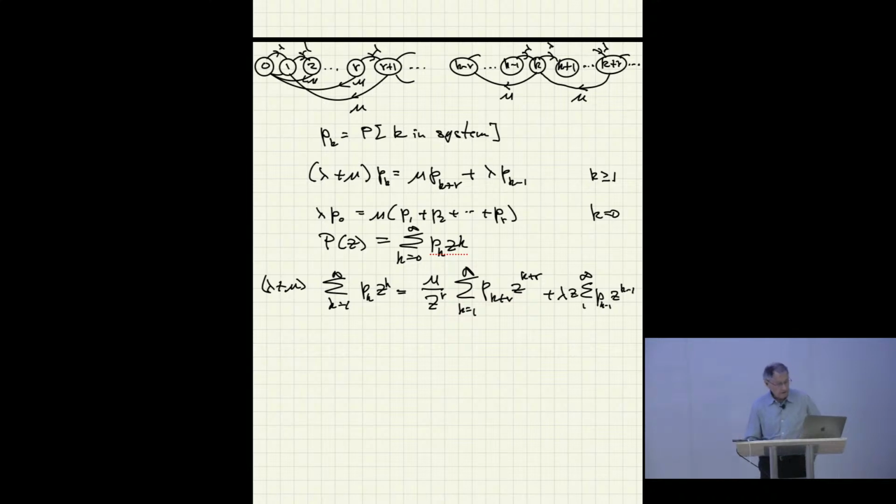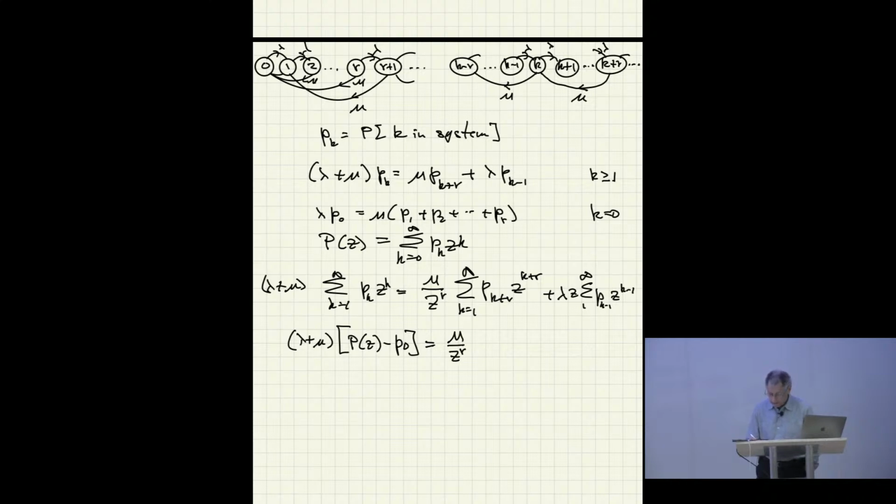Okay, so let's form what we need. The usual trick, look for P of Z. It's all over the place. So I got lambda plus mu. It's almost all there, but I'm missing the 0th term. So that is P of Z minus the 0th term, which is simply P0, equals mu over Z to the R.